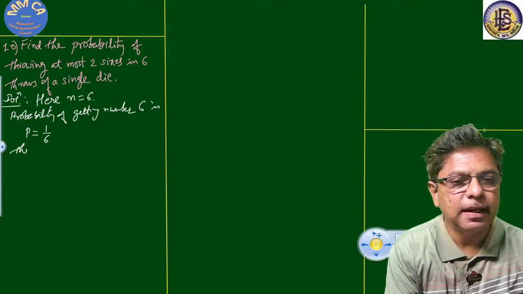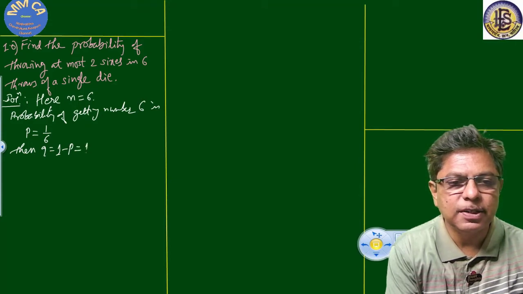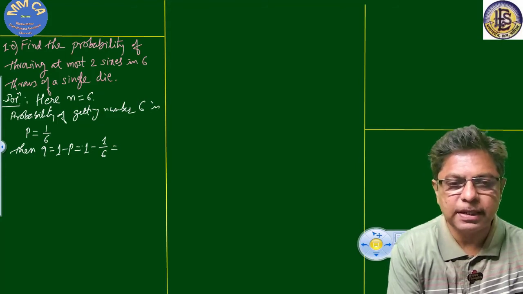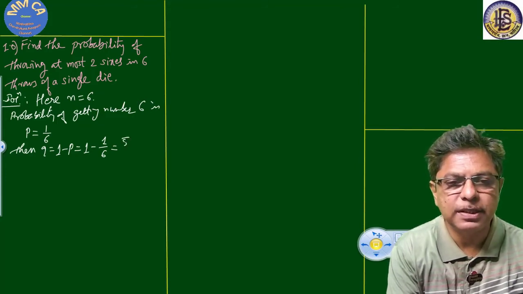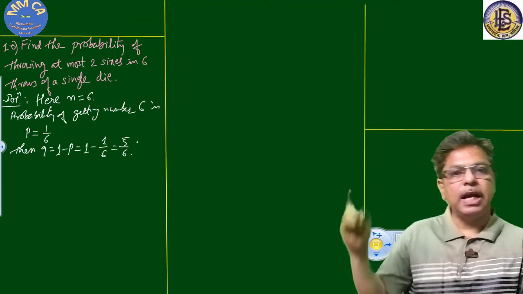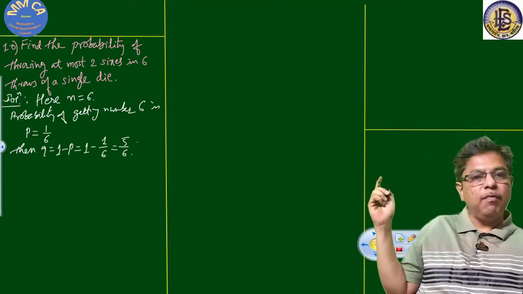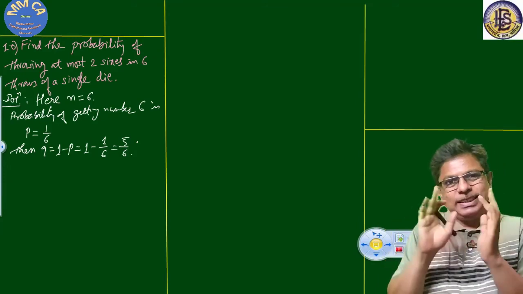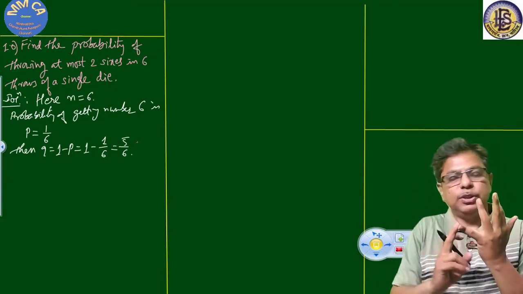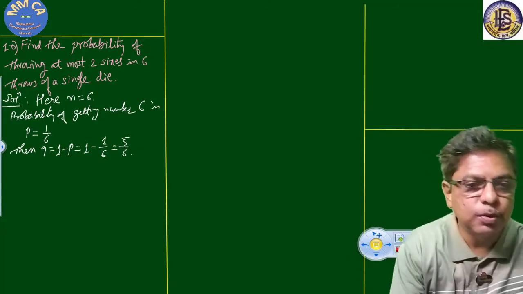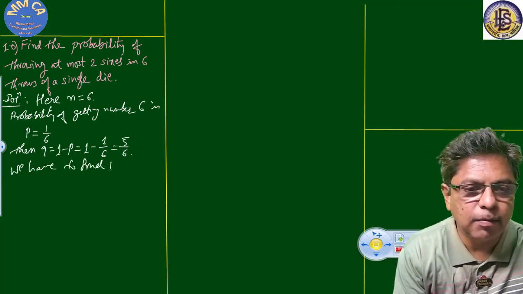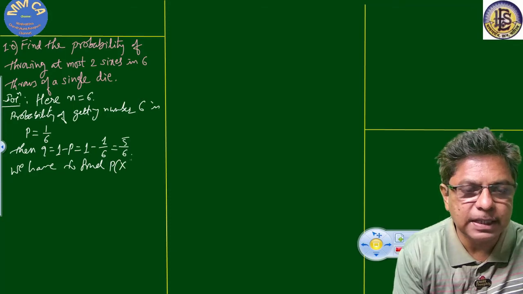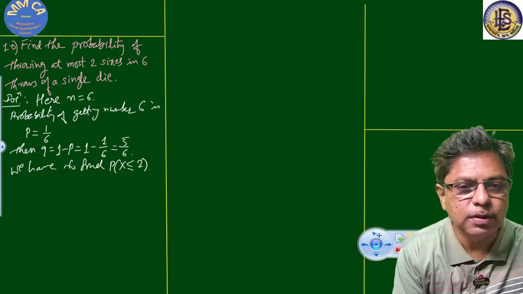Then we get q is equal to 1 minus p. It is 1 minus 1 by 6. And so cross multiply here, it is 6 minus 1, it is 5 by 6. And you are asked to find the probability of at most 2 sixes, meaning maximum 2 sixes. That is, there may be 0 sixes, 1 six and 2 sixes. So we have to find probability of capital X is less than or equal to 2 here.